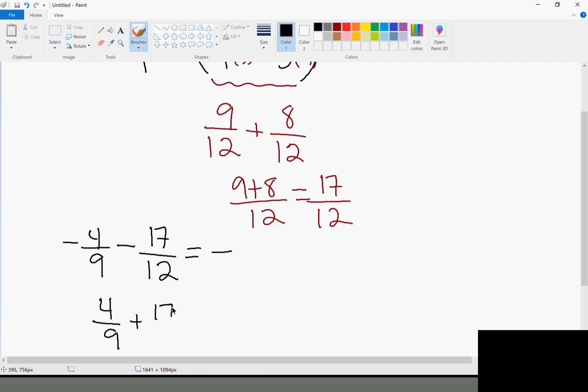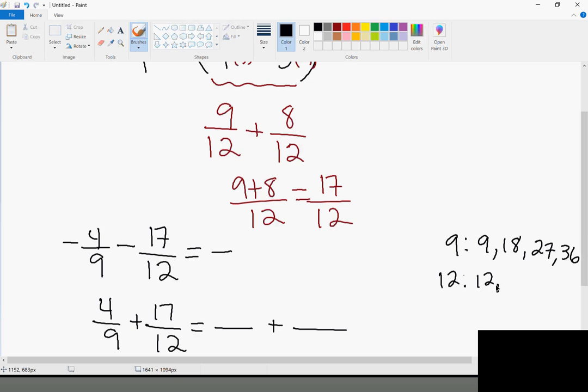So 4 over 9 plus 17 over 12. I'm going to get common denominators. I am not going to multiply 9 and 12. It's going to give me a really big number. It will work, but let's get the least common multiple. Multiples of 9 are 9, 18, 27, 36. Multiples of 12 are 12, 24, 36, 48. The least common one would be 36.